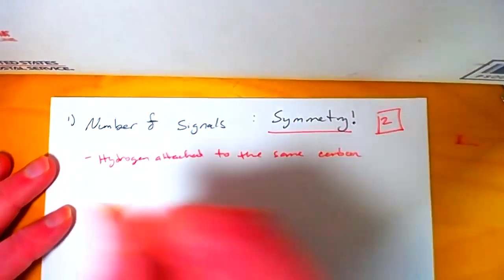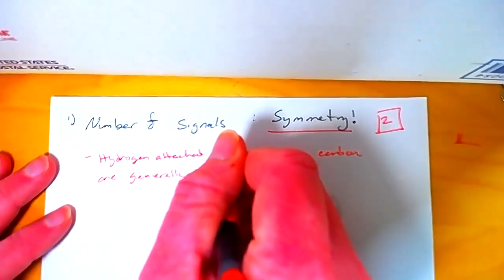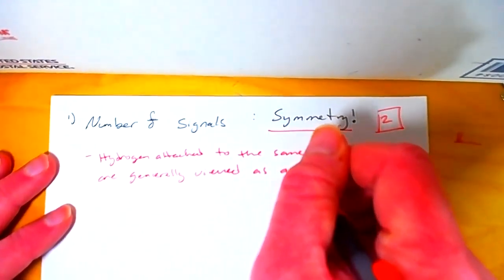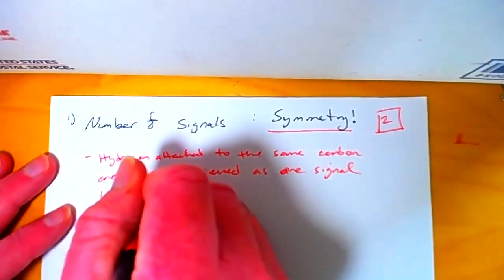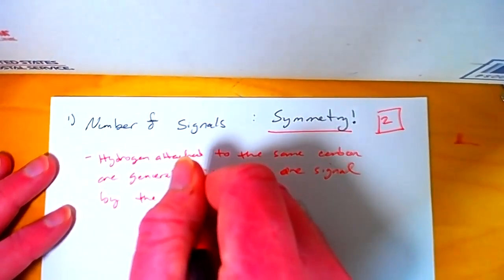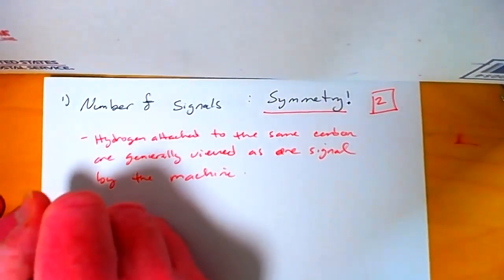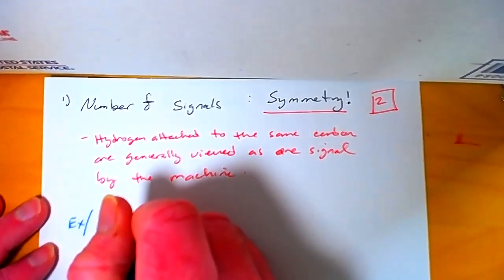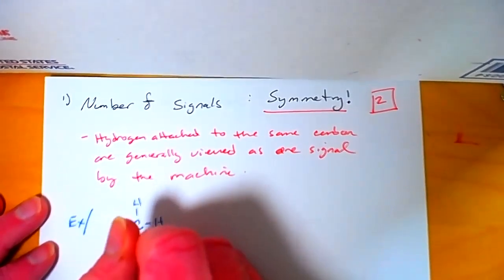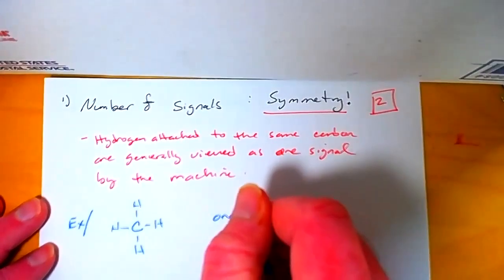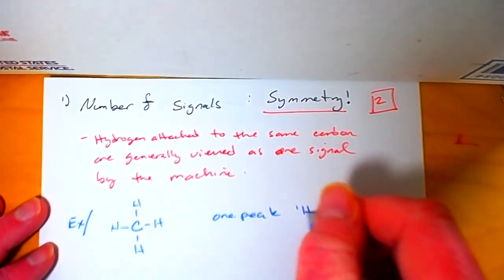Hydrogens attached to the same carbon are generally viewed as one signal by the machine. Okay. So for instance, if you had a molecule of methane, CH4, that would be one peak. You would only see one signal, one peak in the proton NMR for that compound.